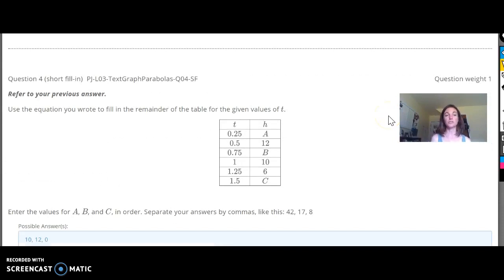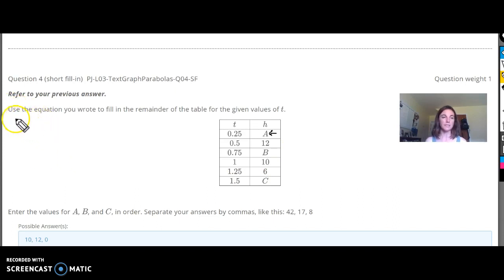Okay, use the equation you just wrote to fill in the remainder of the table for the given values of t. So what's happening here is that we're being told at a time of 0.25 seconds, we don't know. We need to calculate our height. But we do know that at a time of 0.5 seconds, our height is 12. At a time of 1 second, it's 10. And at a time of 1.25 seconds, it's 6. Okay? We also need to find 0.75 seconds and 1.5 seconds.